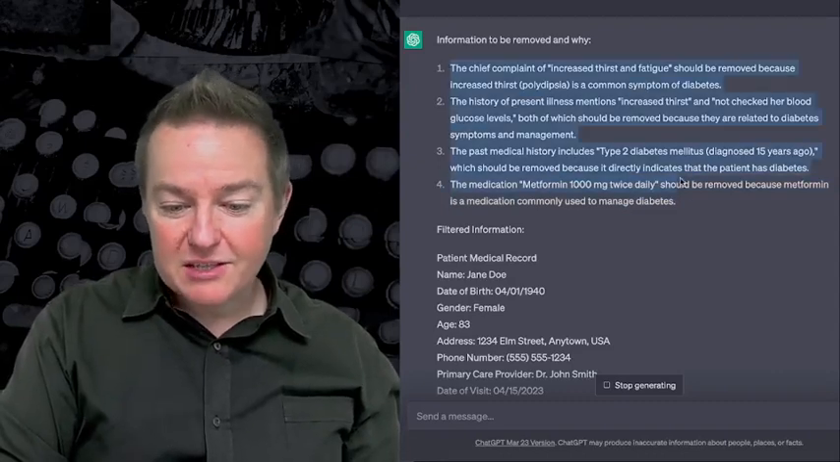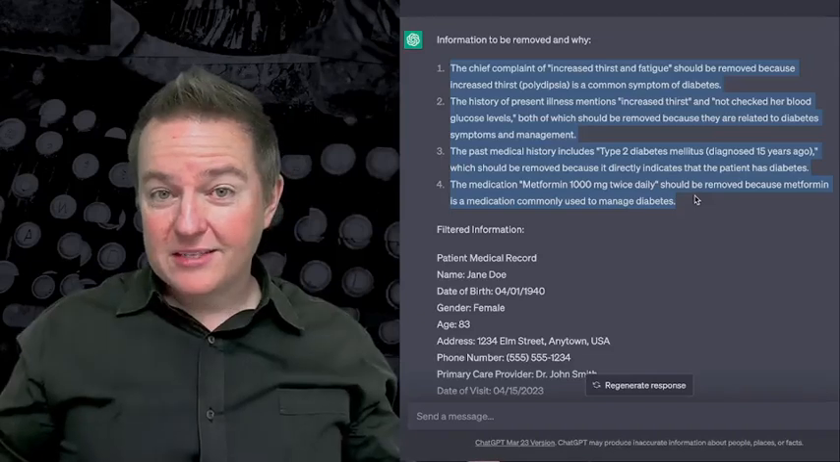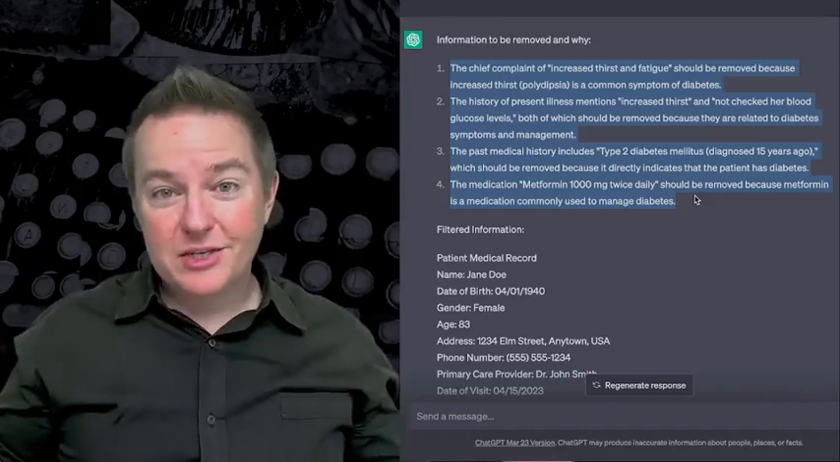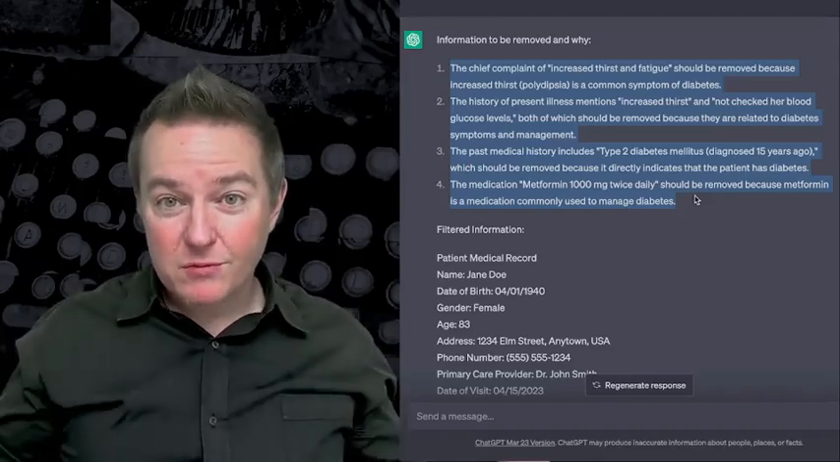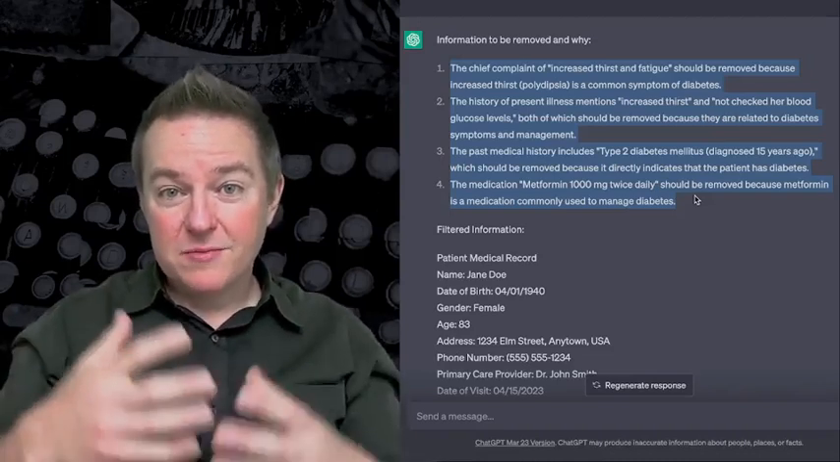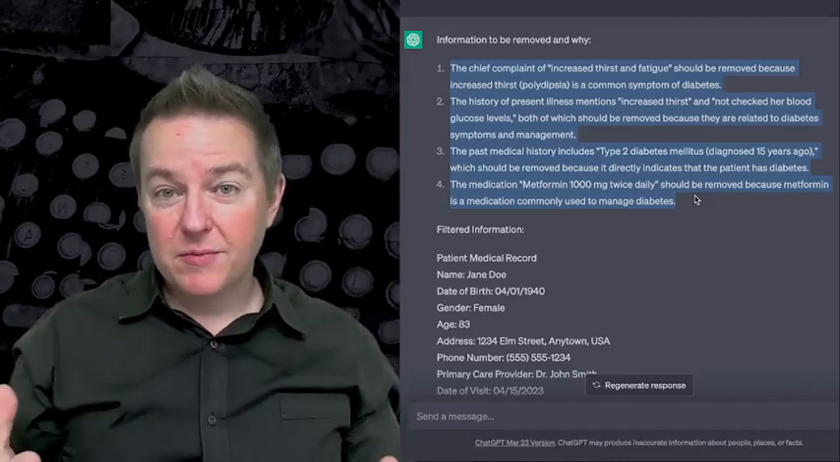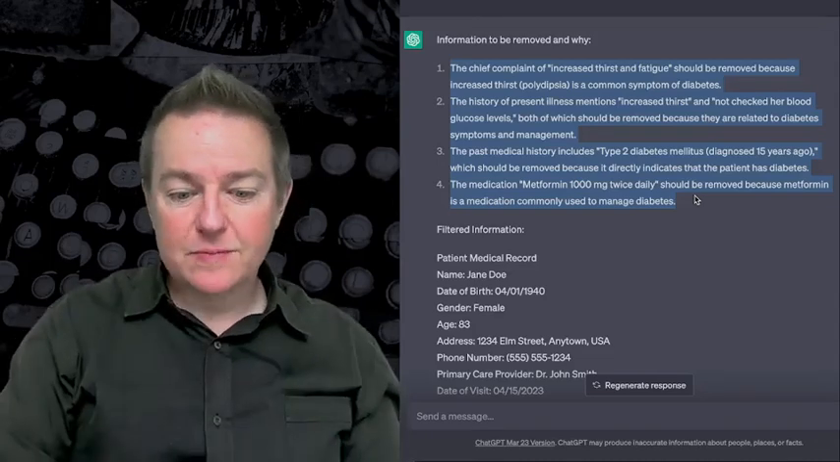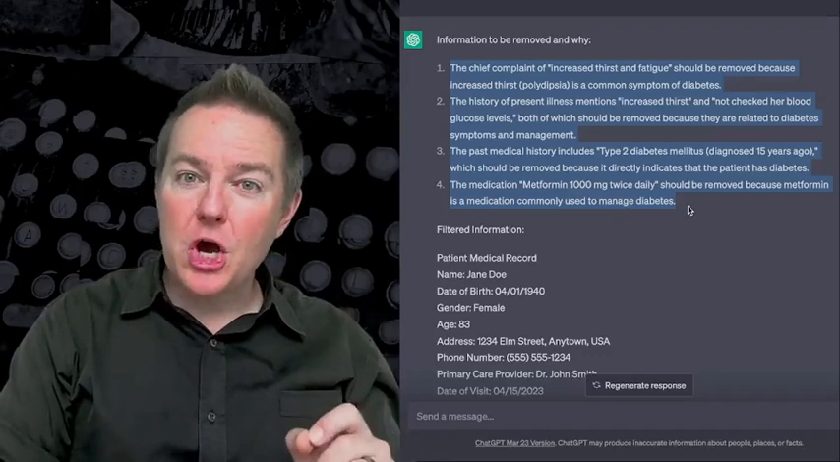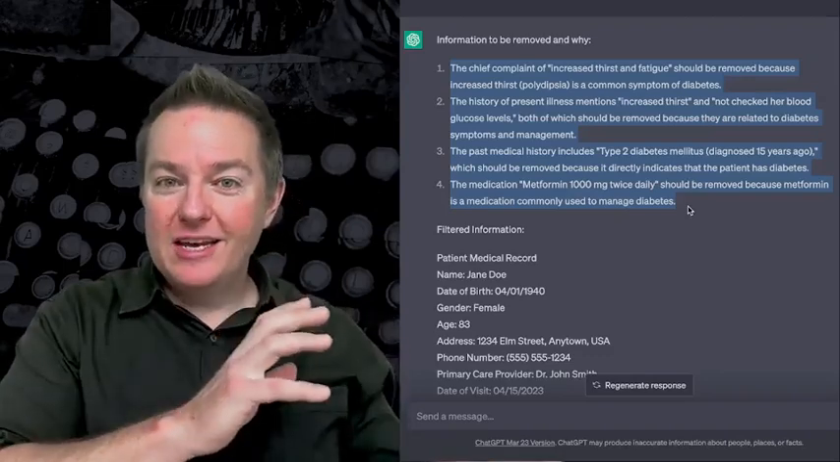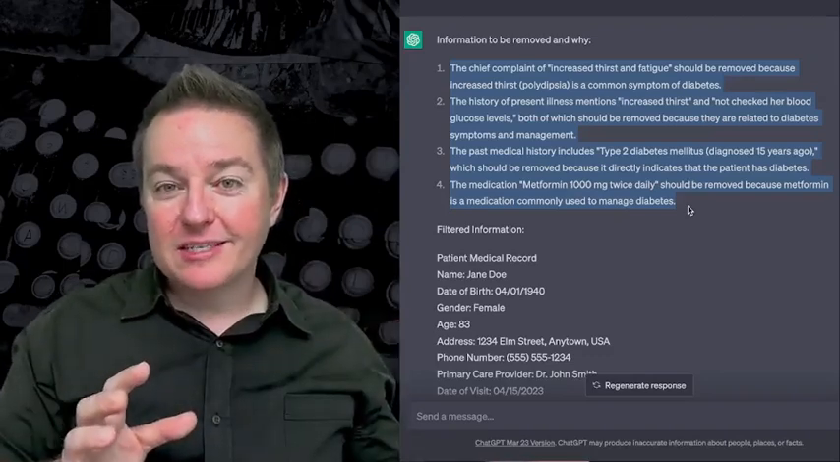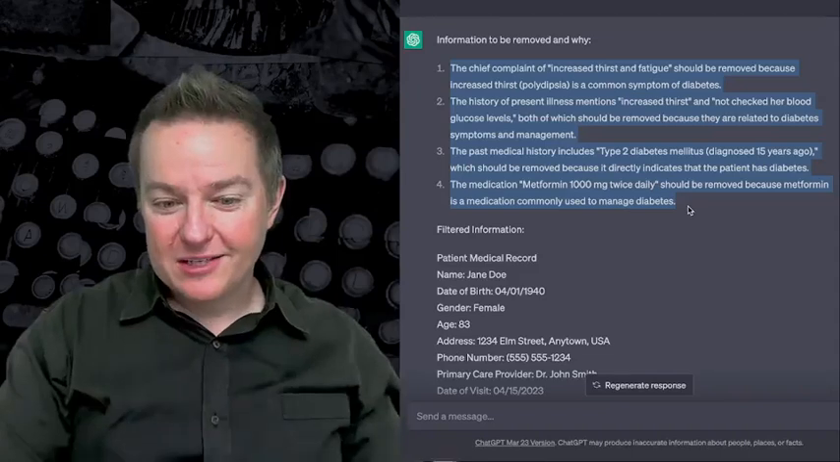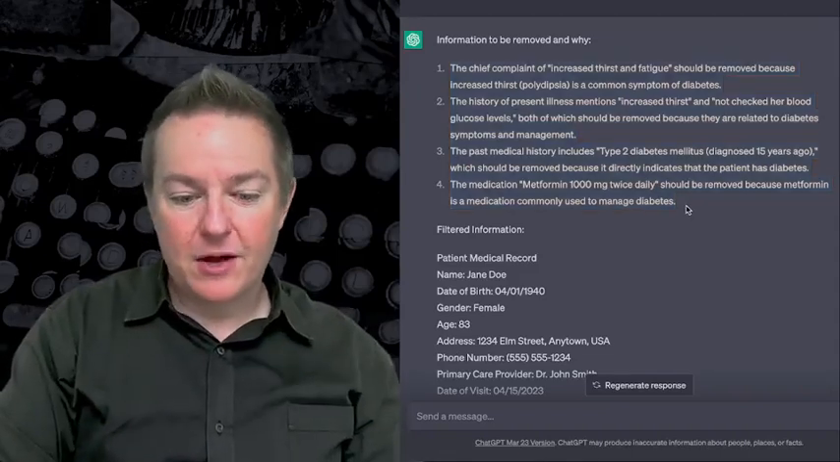So this is taking the semantics of, I want things that could give away that this patient has diabetes. I want them filtered out and removed, so I'm giving some semantic rules about what type of information to get rid of. It has to understand to some degree the meaning in the text, or at least know based on its training data that these are things that are commonly discussed around diabetes. So one way or the other, it's figuring that out.